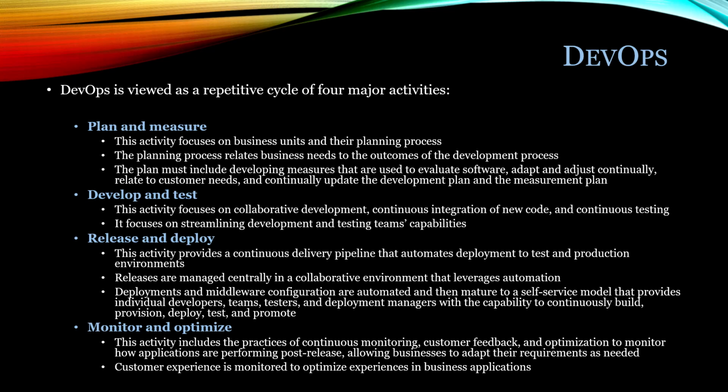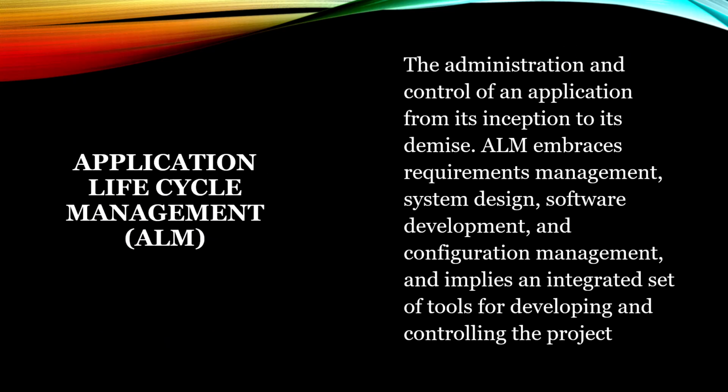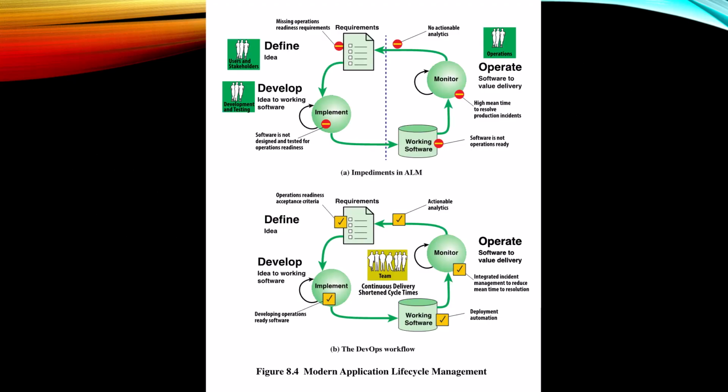We also have application lifecycle management, ALM. Basically, this is administration and control for application development that allows us to embrace requirements management, system design, software development, and configuration management, which lets us integrate a little bit easier within the controlling of a software project. Here's what the modern application lifecycle looks like. You define, you develop. That requirement would then allow us the implementation. You'd get a working software platform, get it in production, and monitor it. That would go out to the customer. That would be the operate part. Then from there, we rinse and repeat.